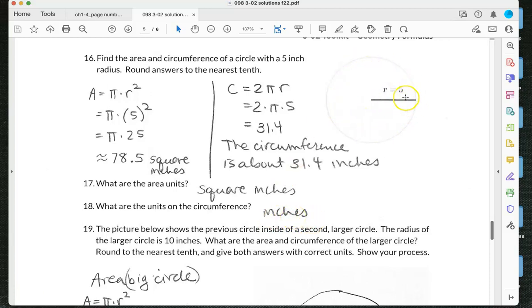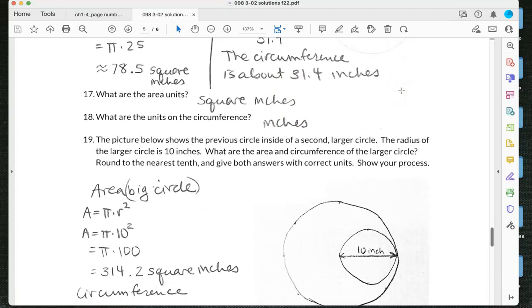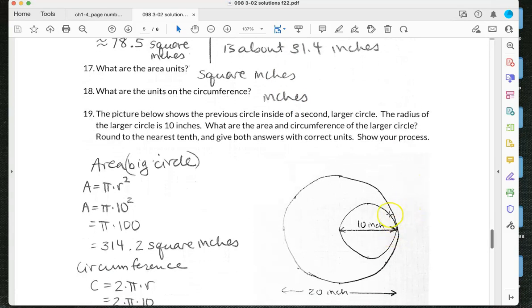So this circle has a radius of 5 inches, and that means that its diameter is 10 inches. So that's still that 5-inch radius is this smaller circle. And what I decided, I'm not sure why, I decided to put that smaller circle inside of a larger circle, where now the 10-inch diameter of the little circle is the 10-inch radius of the big circle. And the radius of this larger circle is 10 inches. What are the area and circumference of the larger circle?